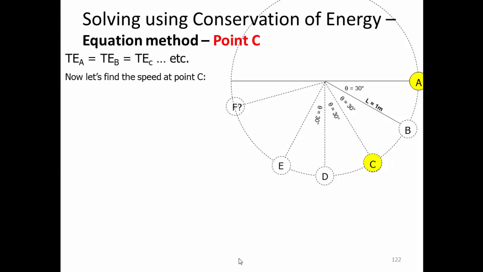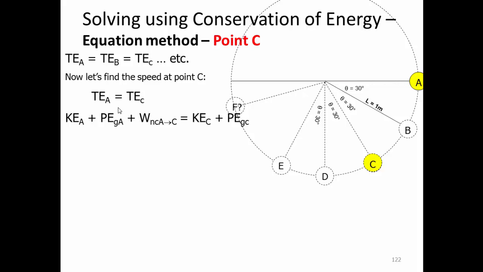Same starting point, we're going to find point C. So you write down the words conservation of energy, then write down this equation. Total energy at A has to equal total energy at C. Don't write down this longer one. That's just to show you that any 2 points are the same, but when we use this equation method, we take 2 points and compare them. So we're taking A and C and comparing.